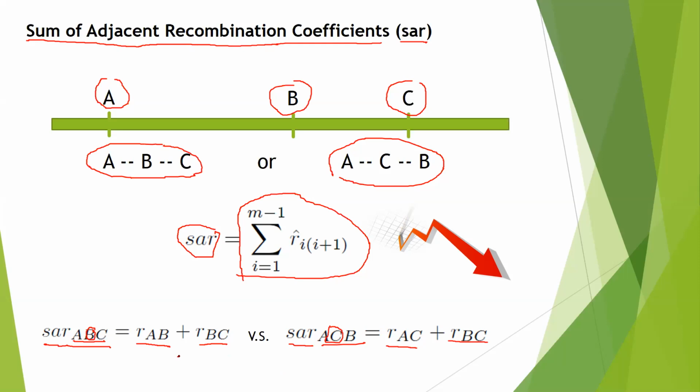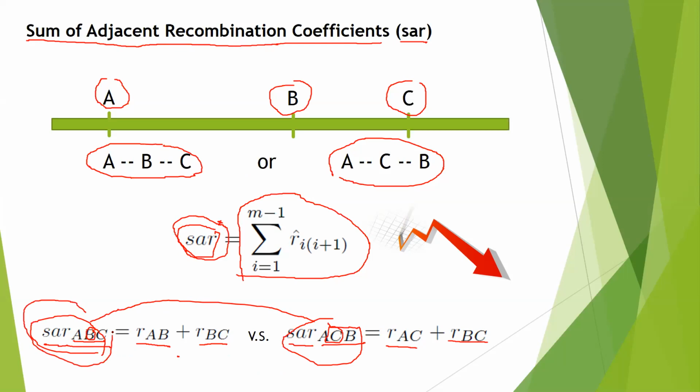So we want to calculate these two and compare SAR ABC versus the SAR ACB to see which one is greater. Because based on our theorem, we will find the right order based on the minimum value of this SAR value. So we can compare these two and find the smaller one, and that smaller one gives you the right order of these three loci along this chromosome. Is that clear?